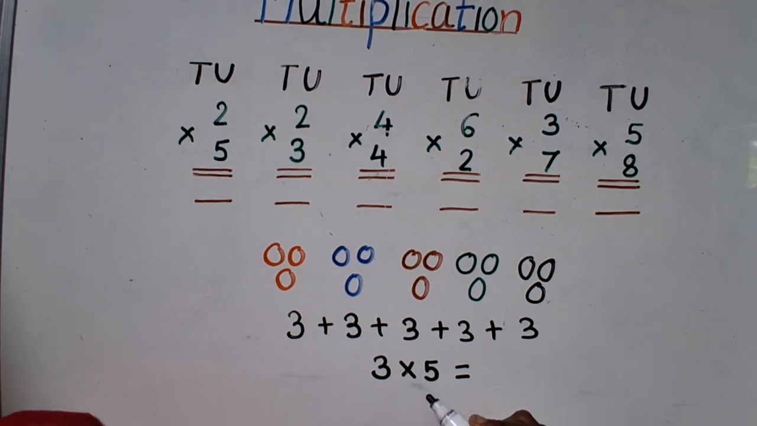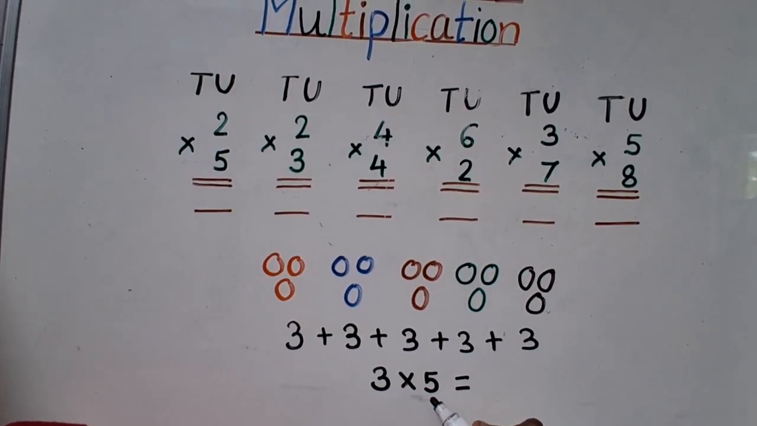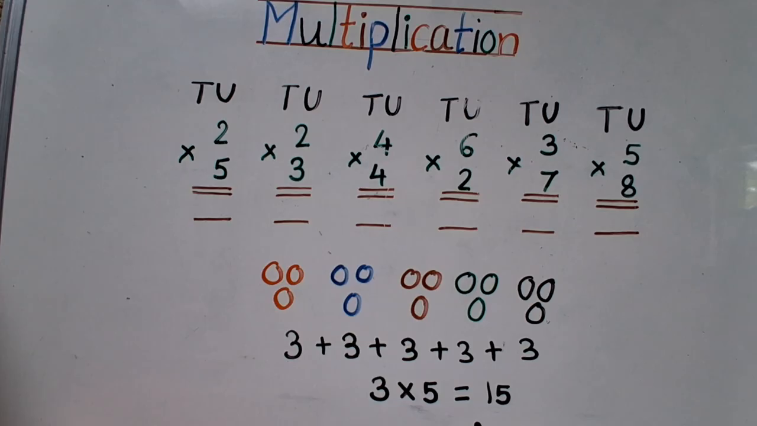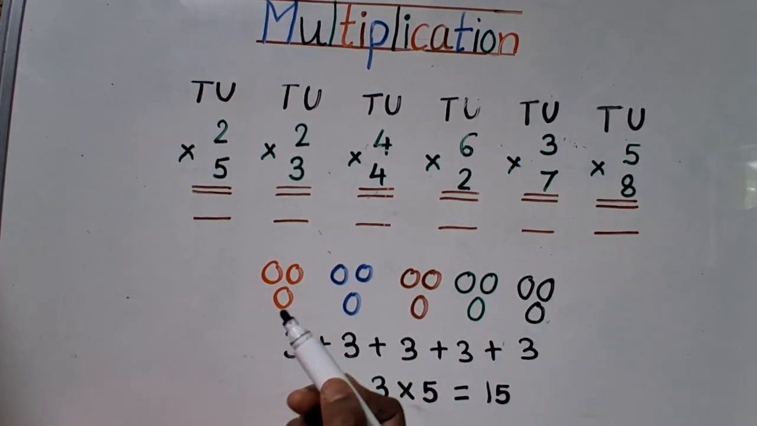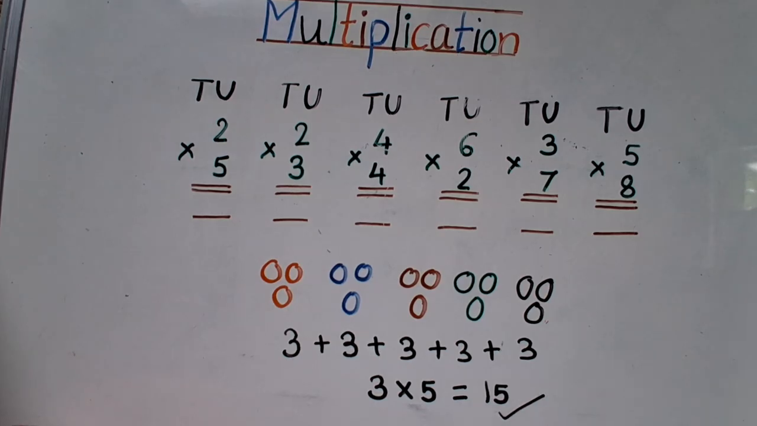So I am going to recite the table of 5. Okay, 5 ones are 5, 5 twos are 10, and 5 threes are 15. So there are 15 balls. See, when a minute before we counted one by one, our answer was 15. That means our answer is correct. Okay, so let's learn multiplication in a very easy way.